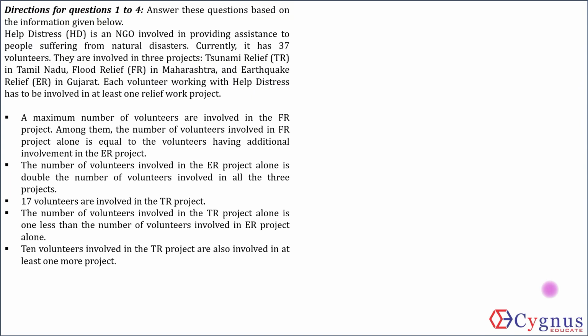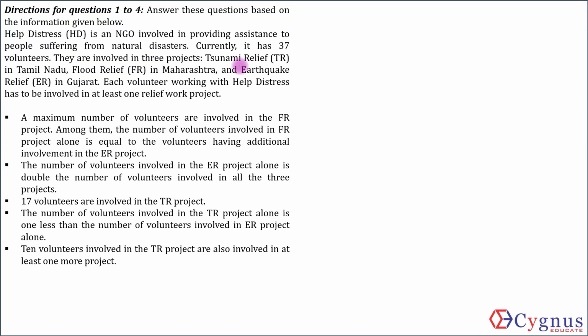Now, the moment you read this sentence, has to be involved in at least one relief work project, immediately you should start thinking that a person can be involved in more than one project, which means a person can be involved in tsunami relief alone, or in flood relief alone, or in earthquake relief alone, or in a combination of tsunami relief and flood relief, and so on. The best possible way to represent all these intersections in one chart would be Venn diagrams, and therefore the language of the first paragraph itself tells me that I should start with making a Venn diagram.